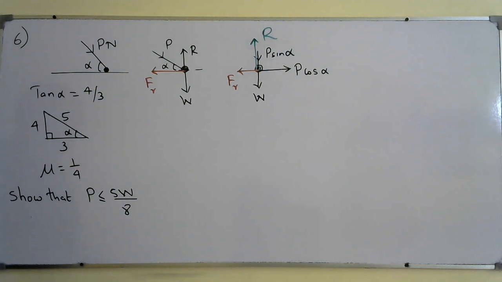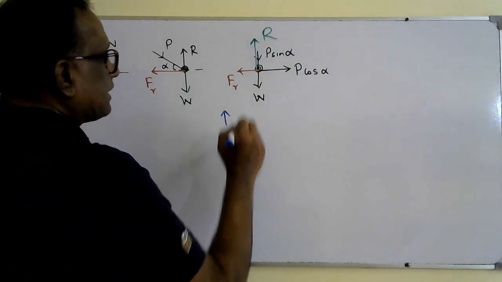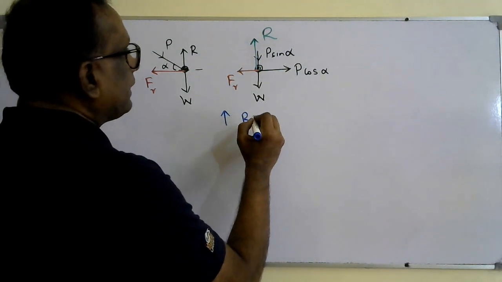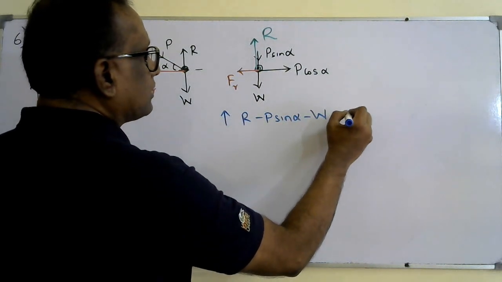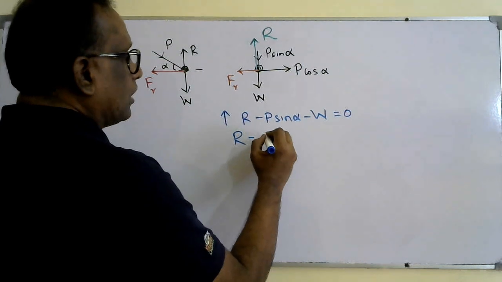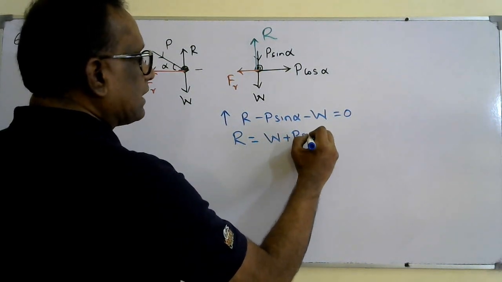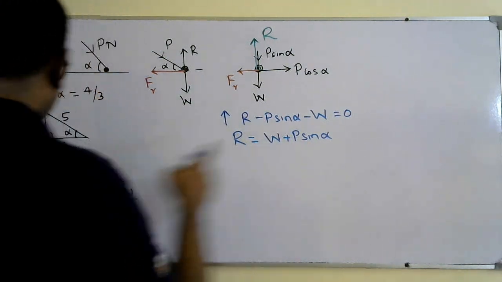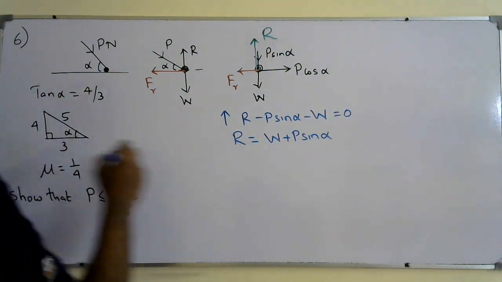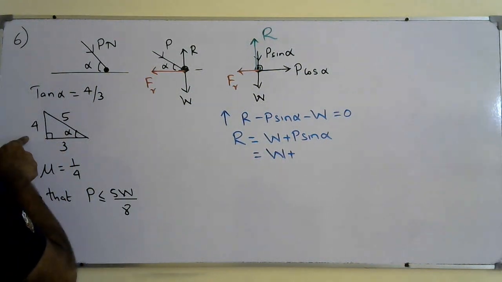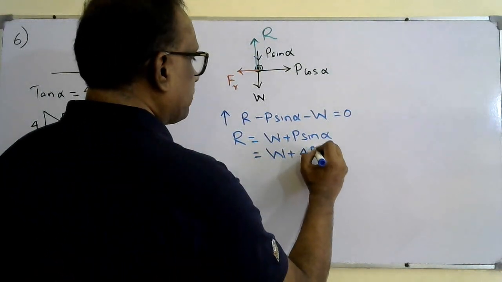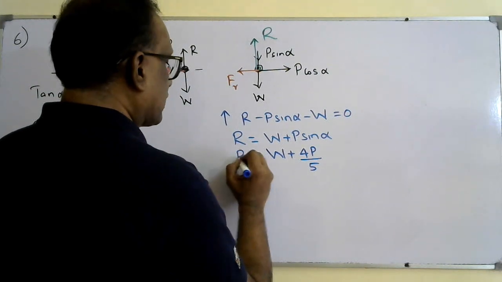Since it's at rest, we consider the vertical direction. It's at rest in the vertical direction. So R minus P sin alpha minus W equals 0. So R is equal to W plus P sin alpha. Sin alpha, if you consider here, is equal to 4 by 5. So that is W plus 4P over 5, that is R.